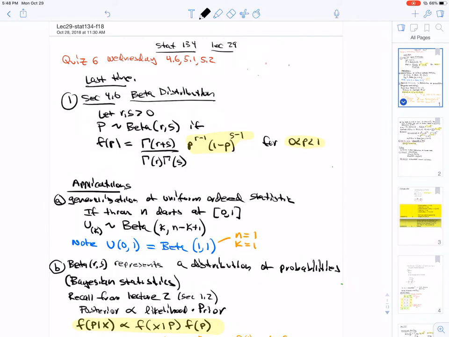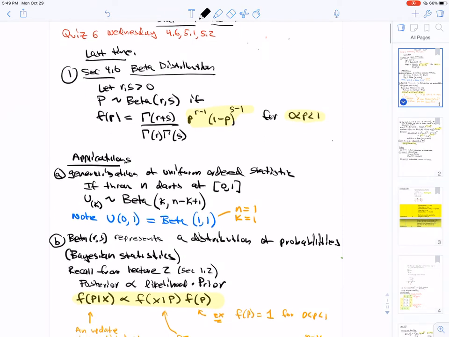Here r and s are any positive real numbers, and p is beta(r, s) if it has density given by the formula shown here. Please note that the variable part here is p^(r-1) (1-p)^(s-1), and here p is between 0 and 1. It's no accident that I write p, because p is a probability. So we're going to see some applications for beta now.